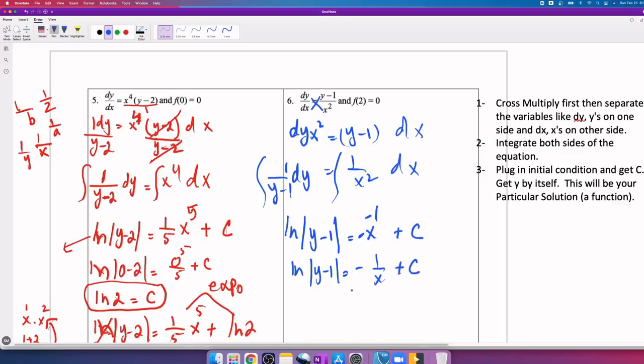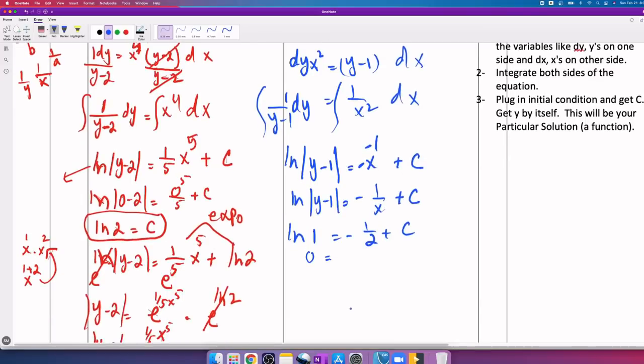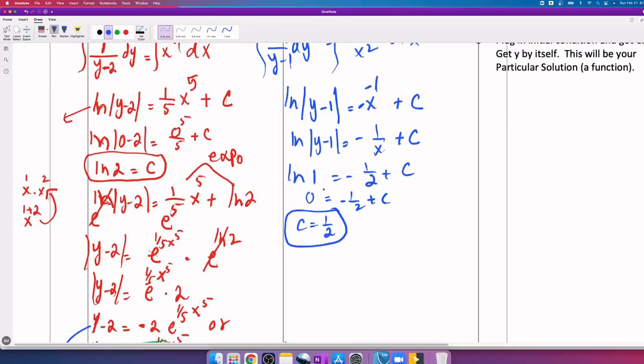Plug in the initial condition, which is 0 for the y. So ln of 0 minus 1 is going to give me positive 1 when I take it out from the absolute. That one is going to be negative 1 over 2 plus c. So ln 1 is always 0. We already know that. And this is negative half plus c. So my c is actually equal to positive half. Done. Now replace that c so I can get my particular solution.